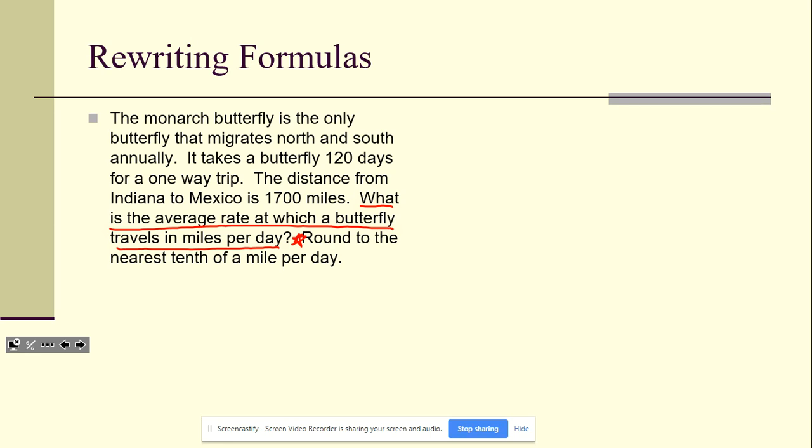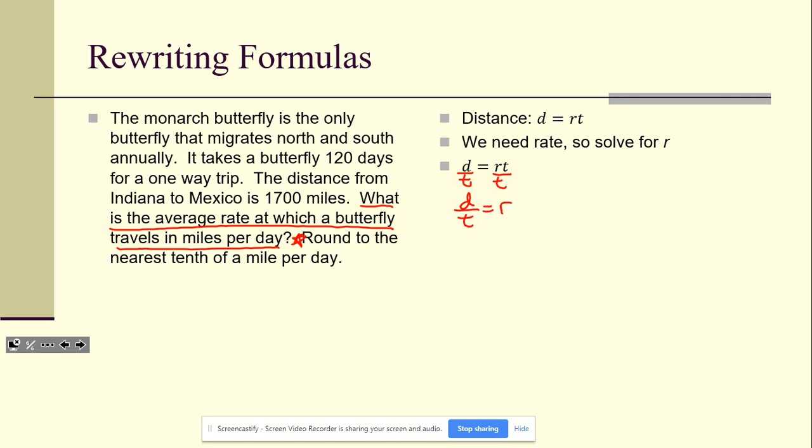So at this point, we know the distance formula, since we're talking about distance, is D equals RT. That's one of the formulas that we should know. Distance equals rate times time. And we want to find rate. So since we need rate, we need to solve for it. So D equals RT, we're going to divide both sides by T so that R equals D over T.